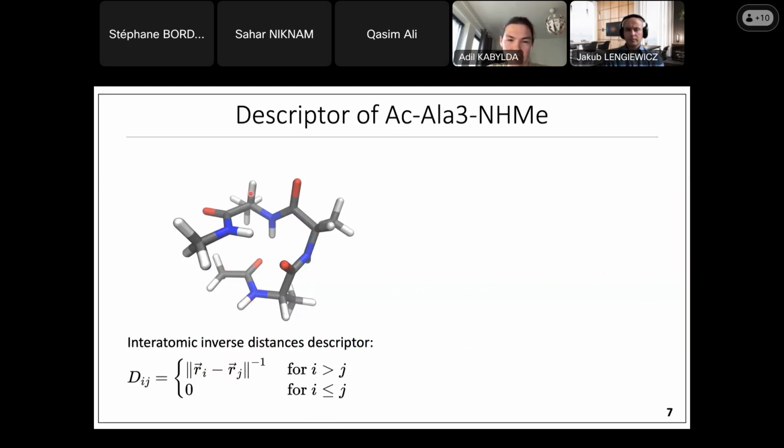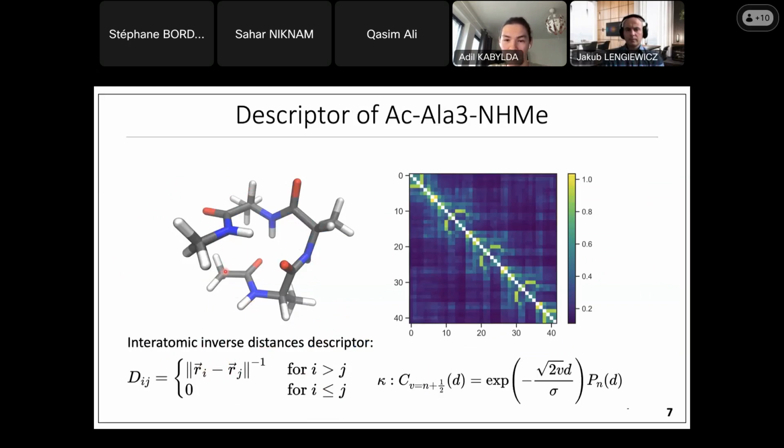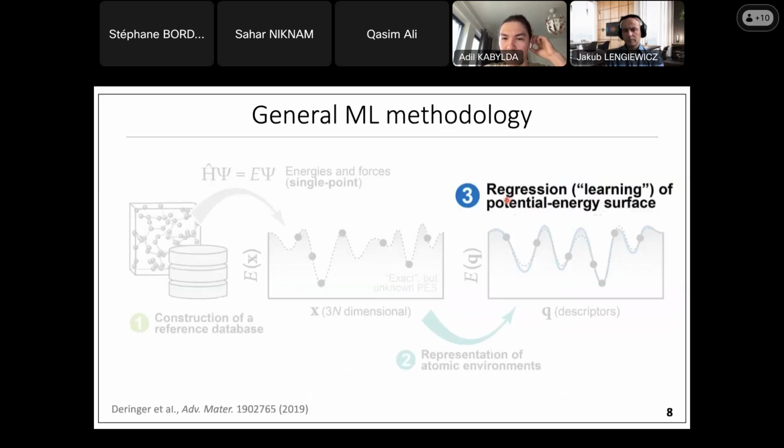For example, for this tetrapeptide here, the descriptor looks like this. It's just a matrix with inverse pairwise distances everywhere. Okay, and about the covariance, I'll talk about this later. So this is our descriptor that we will use. And the third point is the regression or learning task.